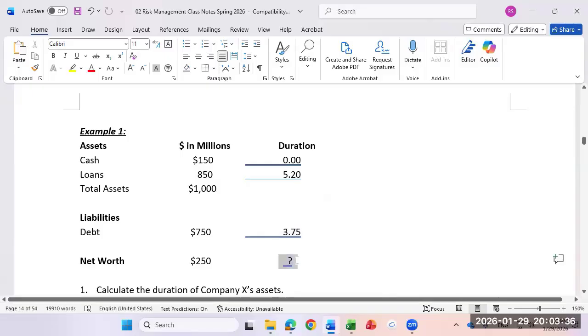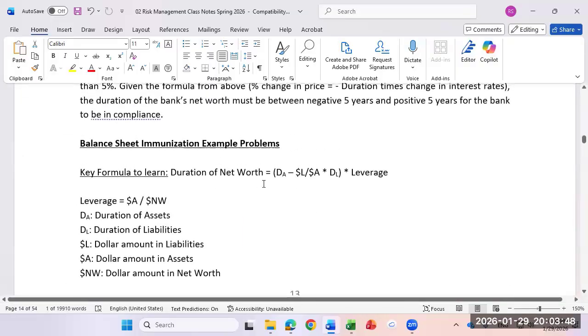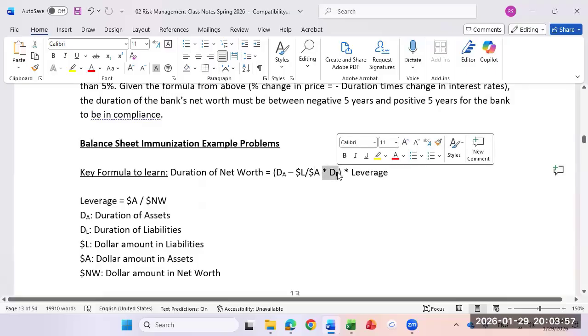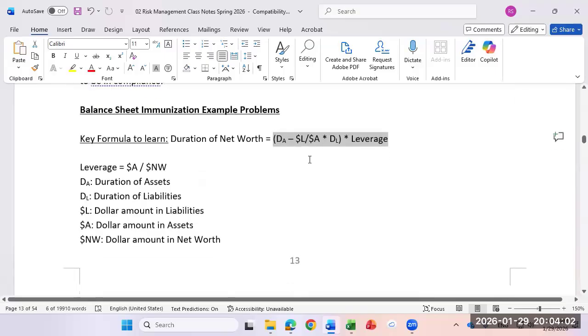What we're trying to figure out is the duration of net worth. We want to know how exposed the net worth of this bank is to changes in interest rates. We're going to calculate that using the duration of net worth formula right here. We take the duration of assets minus the ratio of liabilities to assets times the duration of liabilities. For this number to be 0, the duration of liabilities has to be greater than the duration of assets, because liabilities are smaller than assets. You'll see that very quickly here.